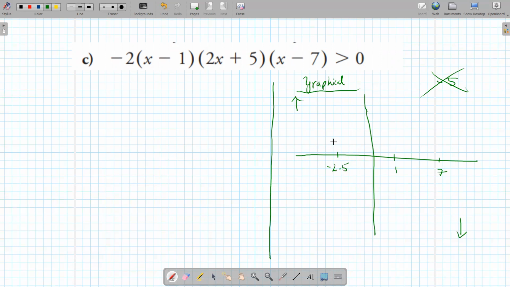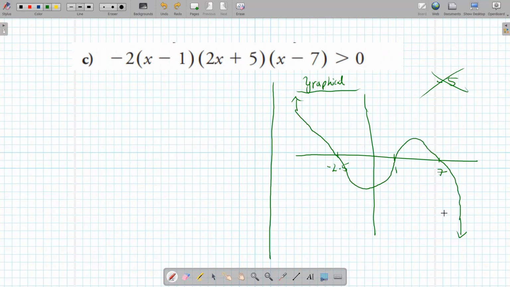It's a degree 3 polynomial, but the leading coefficient's negative. It's going to start in Q2 and end in Q4. We don't really care what the y-intercept is, I guess. The only thing that matters is the x-intercepts. Boom. Nothing fancy going on, right? It's going to go through here. Looks like the y-intercept is going to be negative.